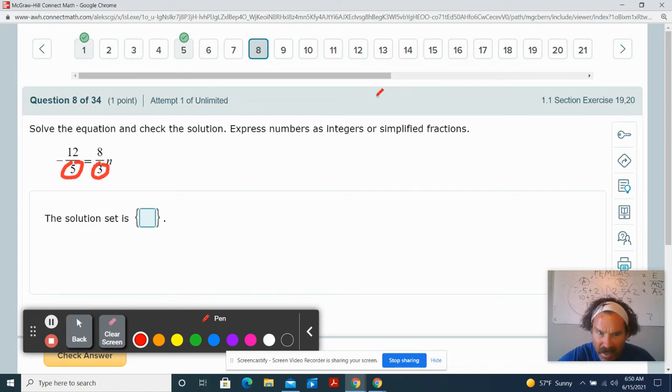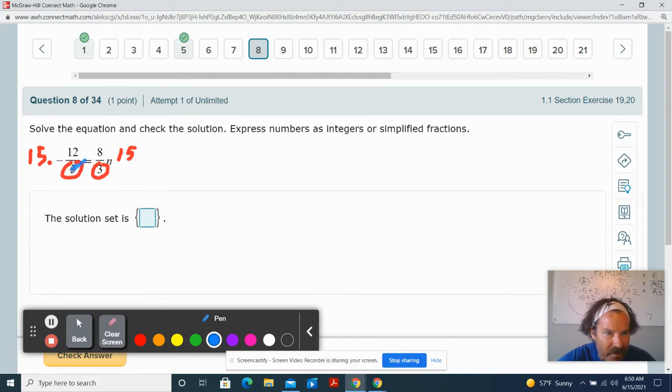And if you're thinking 15, you're correct. 15 is also what 5 times 3 is. So I'm going to multiply both sides by 15. I'm going to multiply this side by 15, and I'm going to multiply this side by 15. Now the reason I do that is because watch what happens.